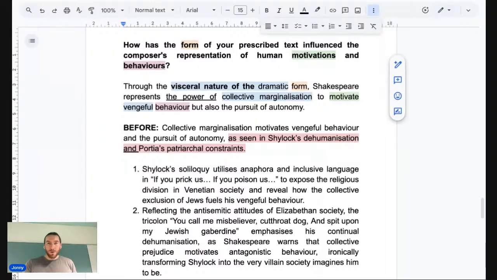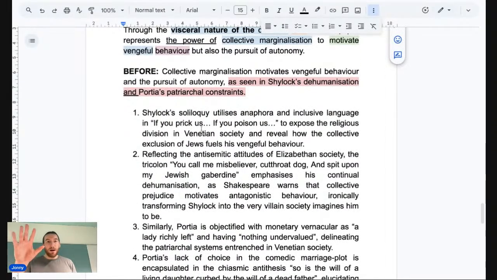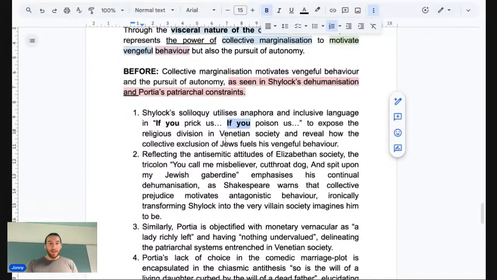Okay, so I said before I wouldn't look at necessarily all of it, but I want to have a look at a sentence of analysis at least here. So Shylock's soliloquy utilizes anaphora, which is just a type of repetition, for those of you wondering. In this case, it's the repetition of the same words at the beginning of two consecutive clauses or lines, if you, right? So that is anaphora.